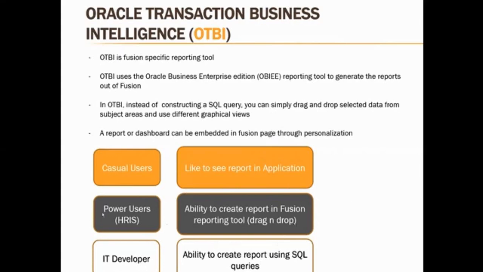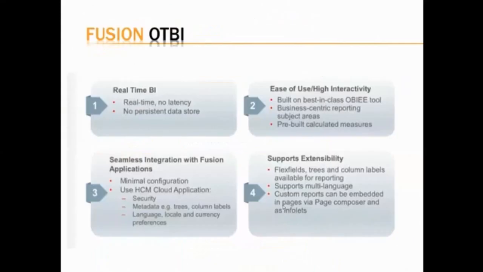So, as we understood, the power user needs OTBI, let us learn more about OTBI. OTBI has four important properties. The first one is real-time business intelligence. Real-time means, as I was saying, it interacts with the transactional database, where whenever someone does any transaction, the data goes to the database. That is a real-time database. As we are hitting the real-time database, there's no latency, no gap. You get the exact data.